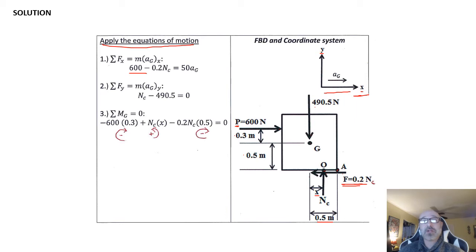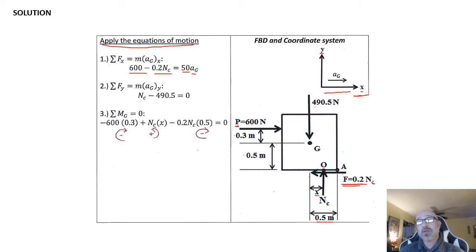Then I have my frictional force acting in the negative x direction, so I have a negative 0.2 N_C going in my negative x direction. This is equal to the right-hand side of Newton's second law, F equals ma, which is my mass times acceleration. My mass is given to me here as 50 kilograms, and my acceleration is my a sub g that I'm looking for. So this gives me my first equation from my free body diagram.